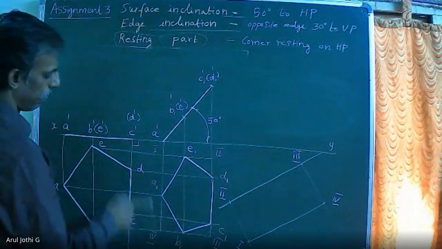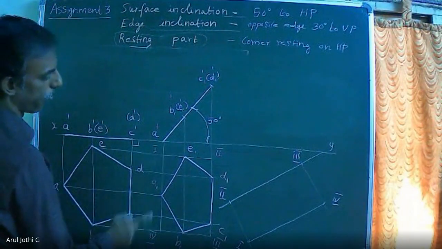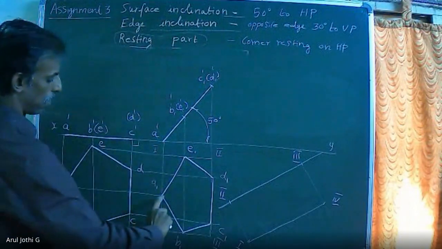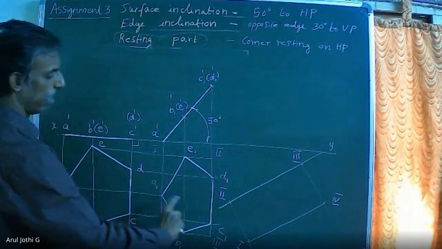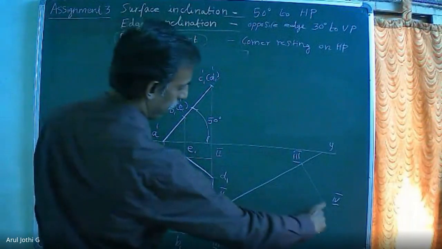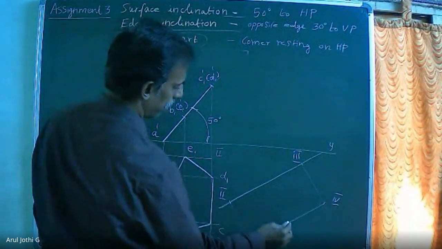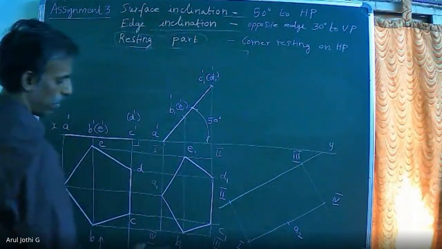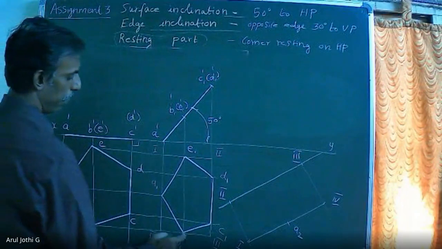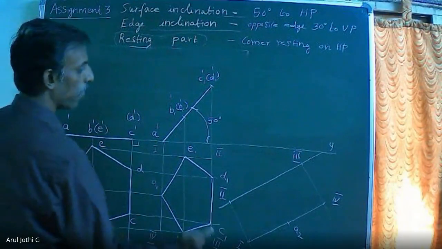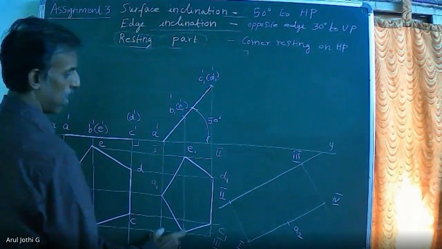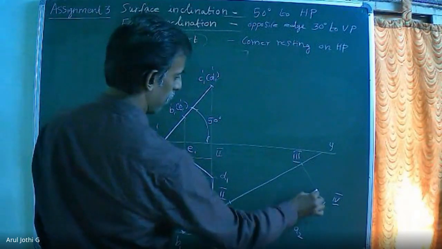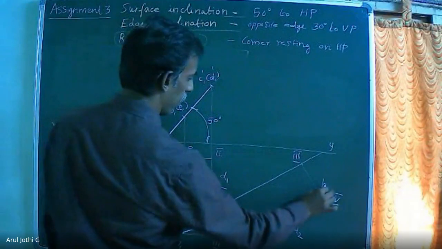Corner A available on line 1, 4. On this line 1, 4, you have to transfer corner A. So measure 4A1. From the corner point 4 only you have to transfer. So this will be A2. Measure 4 to B1 and transfer on 4, 3. So this will be B2.